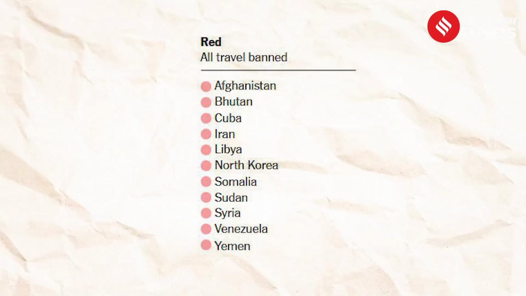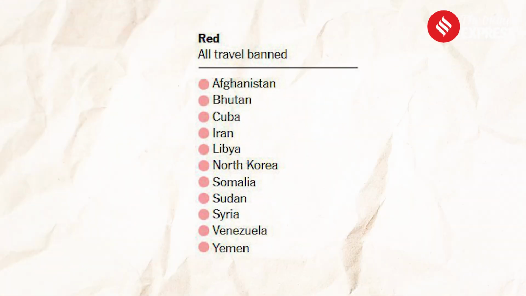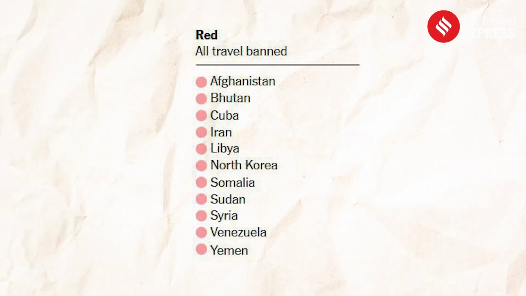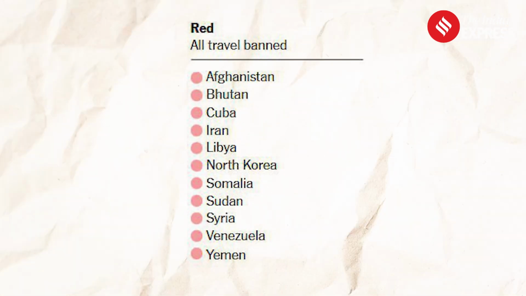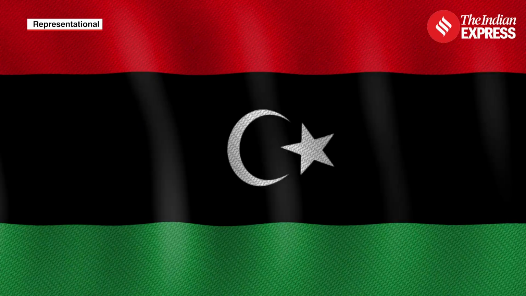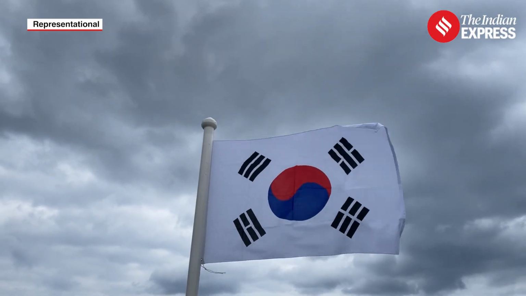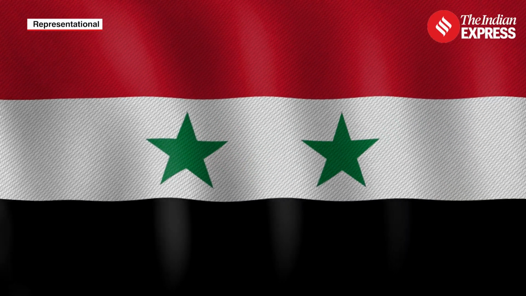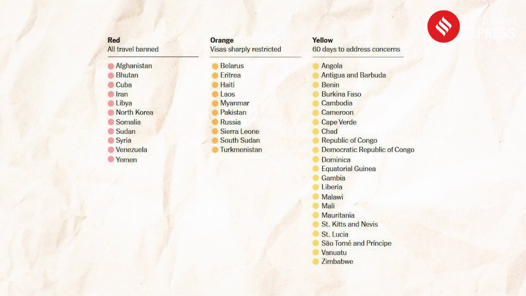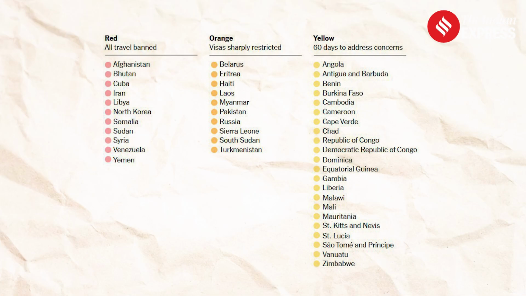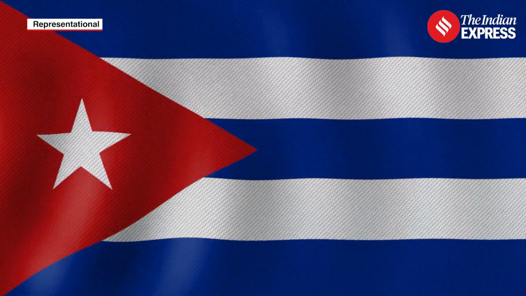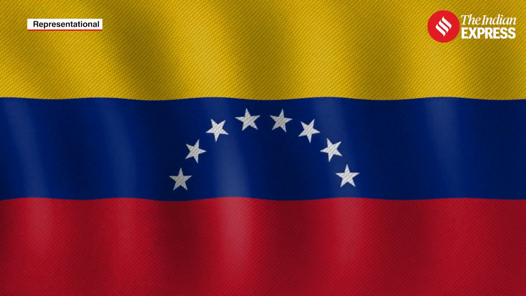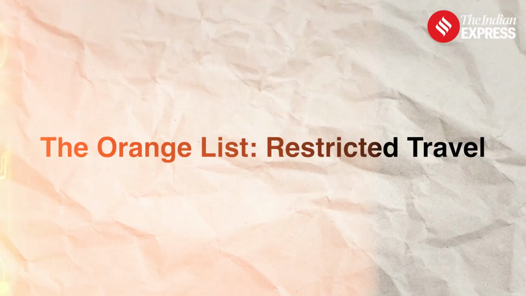Countries on the red list will see a complete ban on travel to the US. This includes some of the usual suspects from Trump's previous policies like Afghanistan, Libya, North Korea, Syria, and Yemen. But it also extends to others such as Bhutan, Cuba, Iran, Venezuela, and Sudan.